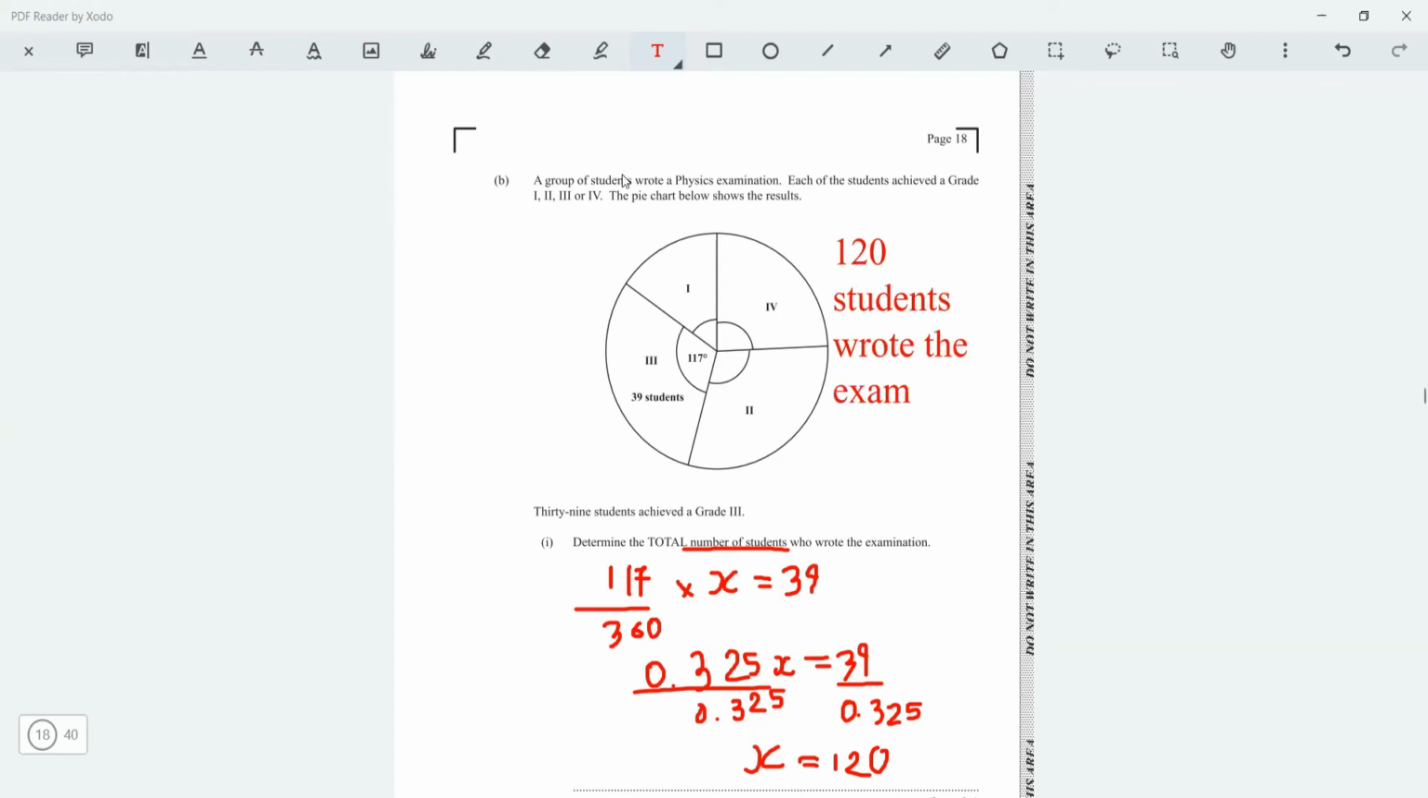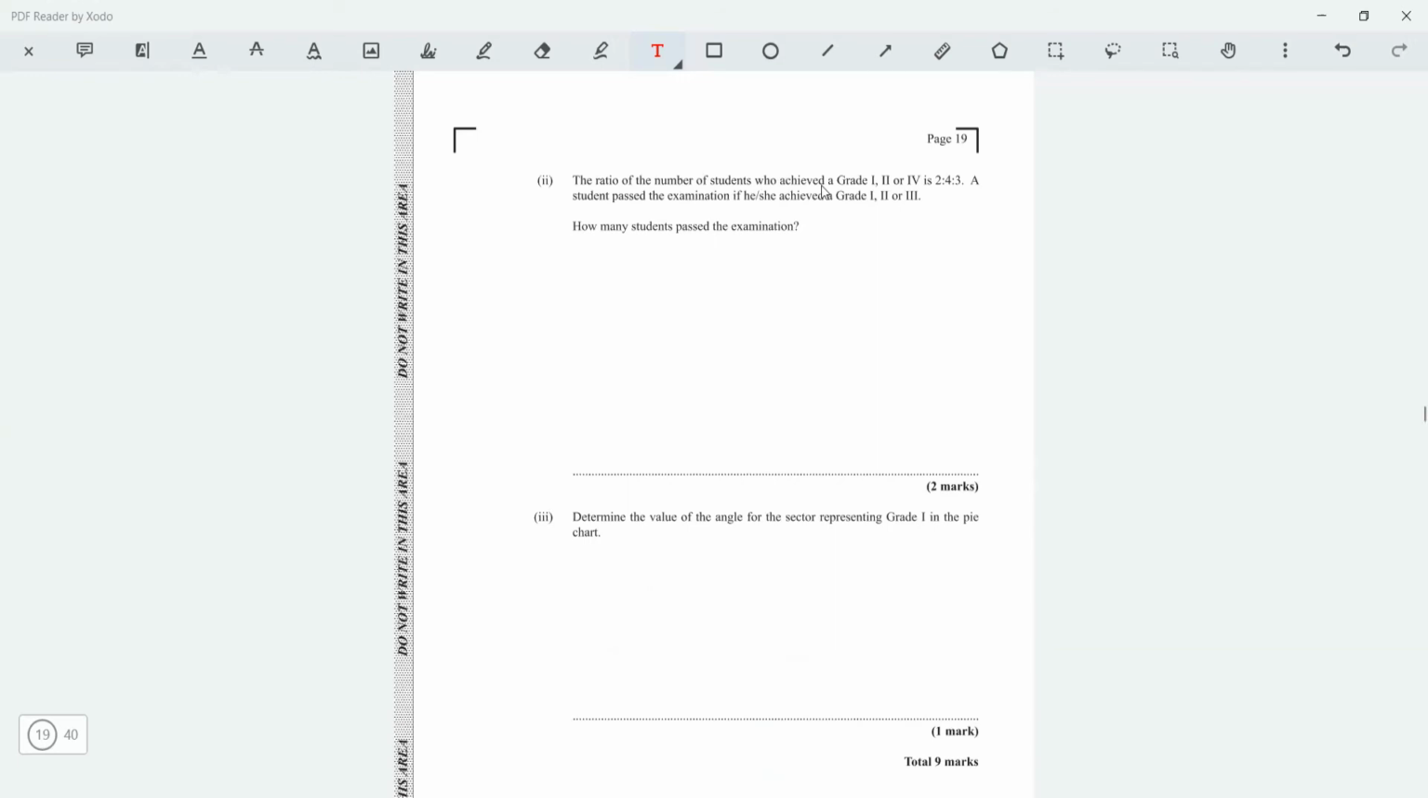Now, it says the ratio of the number of students who achieved a grade 1, 2, or 4 is 2, 4, 3. A student passed the exam if he or she receives a grade 1, 2, or 3. How many students passed the exam? First thing it tells you is this is the ratio of the number of students, 2 to 4 to 3. They don't give us the grade 3 in the ratio because we already know the grade 3.